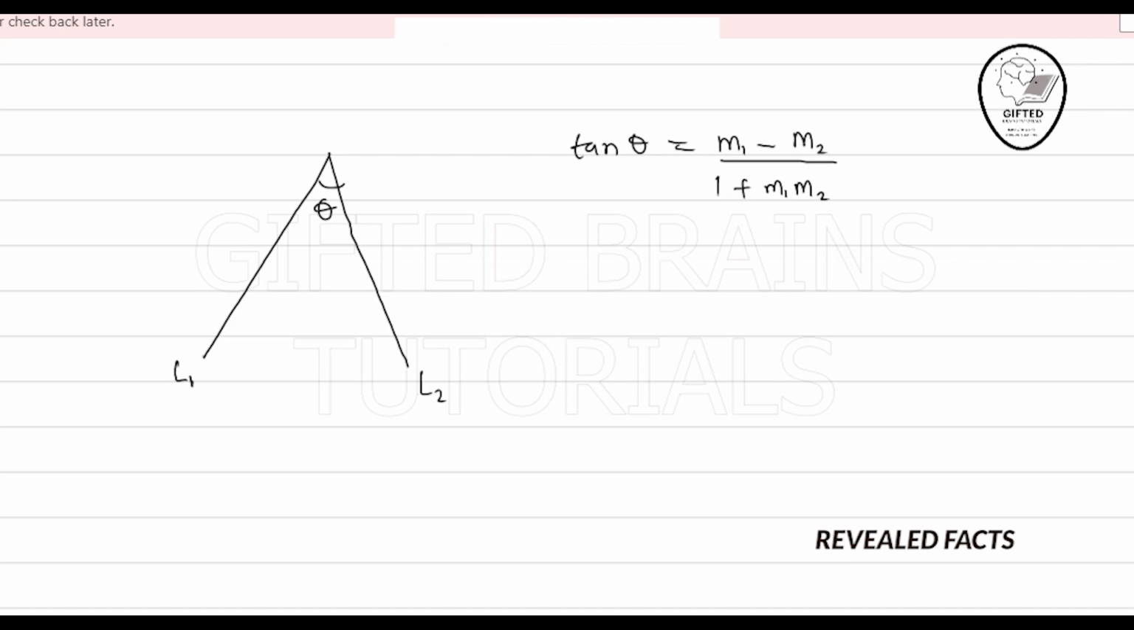This simply means that tan of the angle between these two lines is equal to the difference of the two gradients all over 1 plus the product of the two gradients, where we say m1 is the gradient of line 1, and m2 is the gradient of line 2.